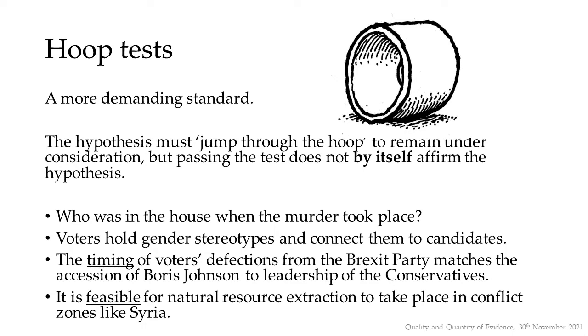For our research questions, hoop tests might be that voters hold gender stereotypes and connect them to candidates. If they don't, then we can certainly rule out gender stereotyping as an explanation for women's underrepresentation in politics. The timing of voters' defections from the Brexit Party matches the accession of Boris Johnson to the leadership of the Conservatives. If the timing doesn't match, then Boris Johnson's leadership can't be the reason Brexit Party voters switched back to the Tories in 2019. And it's feasible for natural resource extraction to take place in conflict zones like Syria. If it isn't feasible, then resource extraction can't be the reason for intervention in Syria. The conditions laid out in the hoop test are necessary for affirming a hypothesis. If they're not present, then we can rule that hypothesis out of consideration.